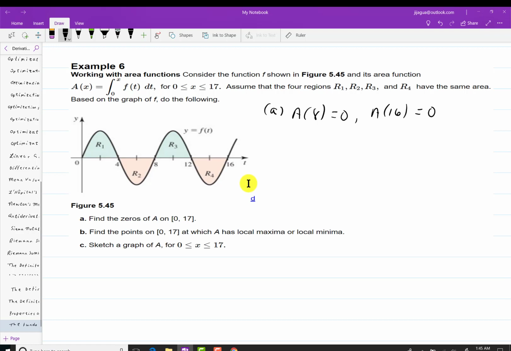Find the points on the closed interval 0 to 17, in which A has a local maximum and a local minimum. So let's take a look. A local maximum would occur when you're at your highest possible y value. And so let's do the local maximum.